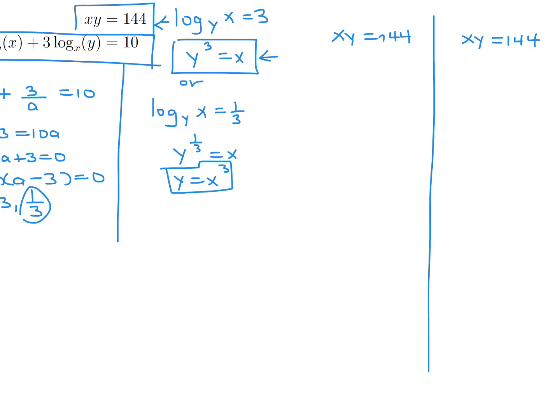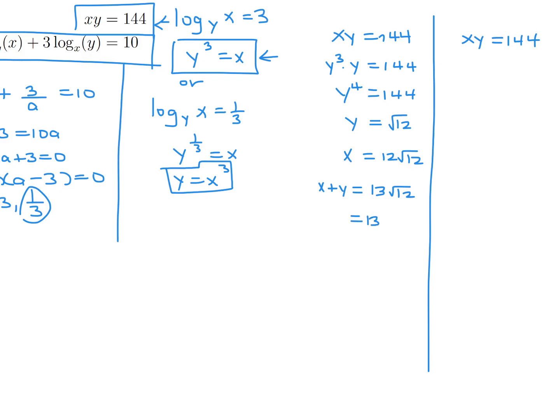So that would mean we have y to the third times y is 144. So y to the power 4 is 144. So y would be root 12. And therefore x would be 12 root 12. And therefore x plus y would be 13 root 12. And then if you really want to, you can change that. What's root 12 as a mixed radical? It's 4 times 3, so 2 root 3. And then that's 26 root 3. Right? So that's the answer.